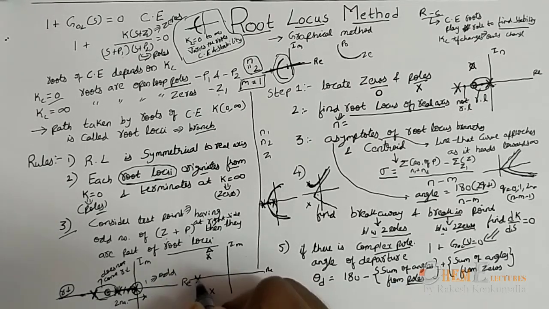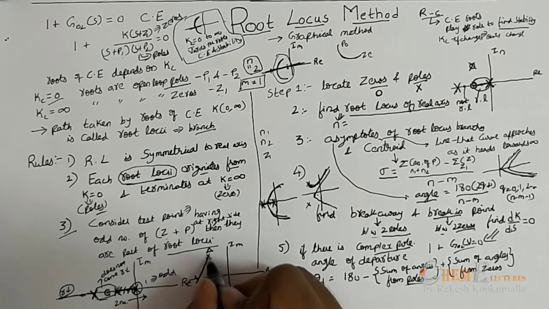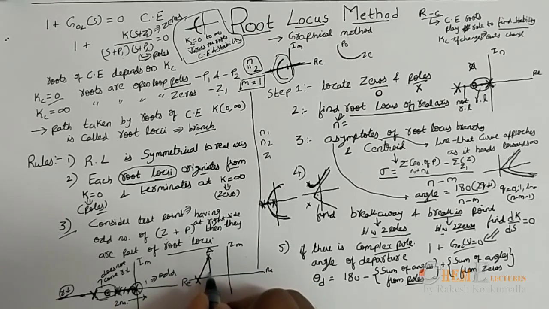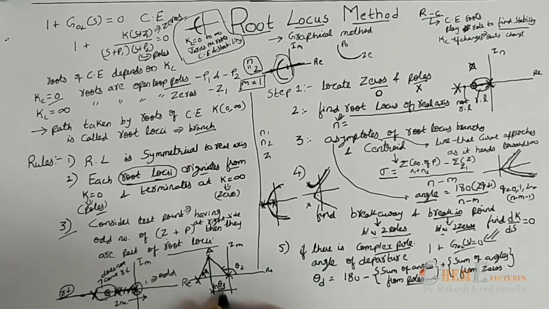This is one pole. Then I need to find the angle between this point and this point, and the angle between these two. And suppose I take one more pole here, I need to find this angle. This will be my theta 1, this will be my theta 2, and this will be my theta 3. From here you can see the angle of departure will be 180 minus theta 1 plus theta 2 plus theta 3, where the angle of the zeros is 0. This is how you can find the angle of departure.